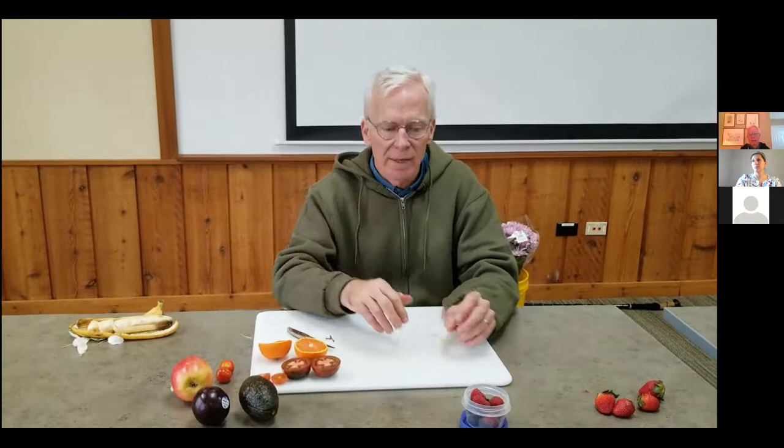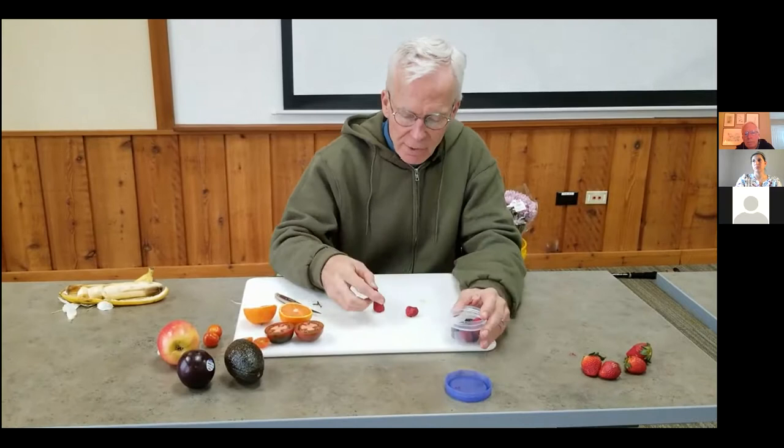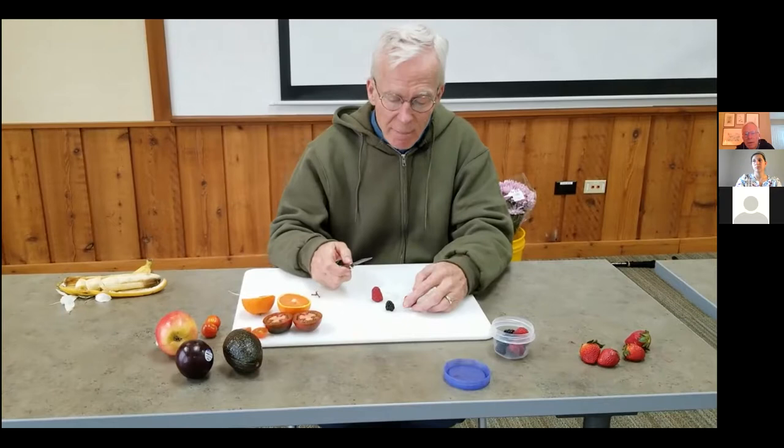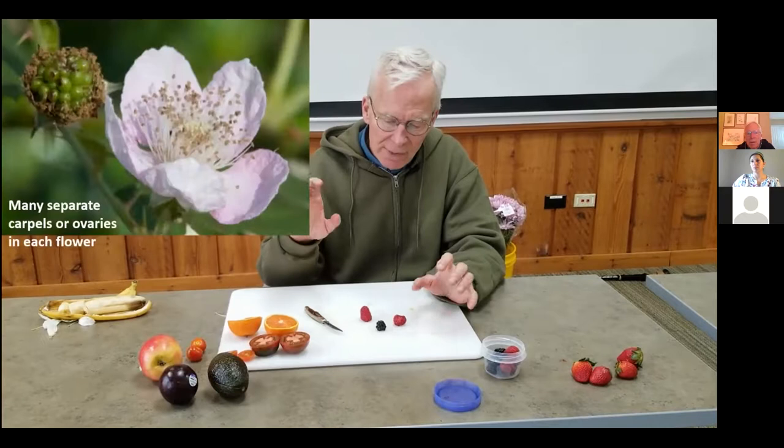So we've looked at two different groups. Now we're going to look at some very common looking fruits that you're used to eating, but you didn't think of them this way. You call these berries, a raspberry and a blackberry, but they're actually not berries. This comes from a flower, and we'll show you that flower if it's not in the inset image while I'm talking here on the video. I'll show it to you when I'm finished.